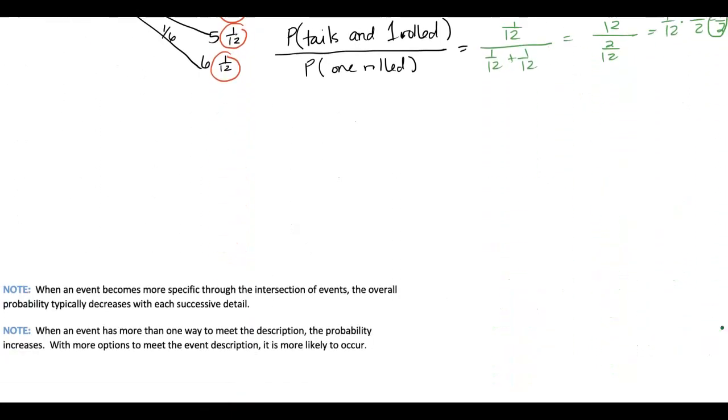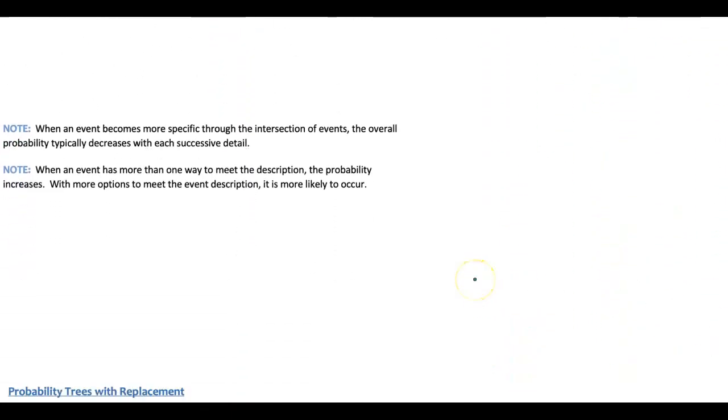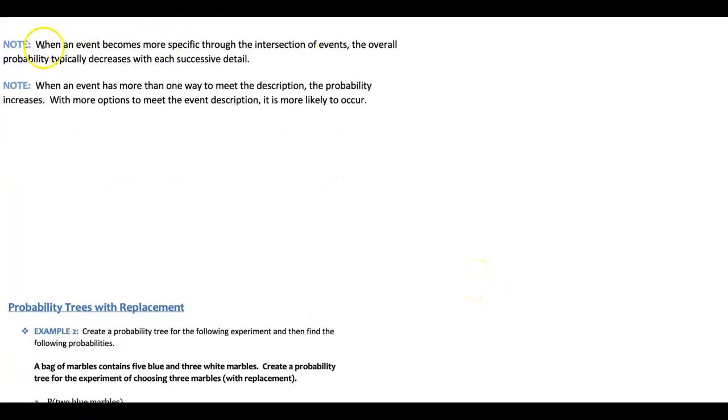Let's take a look at another example. Here's a quick note that when our events become more specific through the intersection, the overall probability typically decreases with each successive detail. That was like when we discussed the probability of heads first and a 1 second, that our probabilities were multiplied together and became smaller. The second note is when we had an event that had more than one way to meet the description, like probability of tails or a 3, then it's more likely to occur, and by adding those complete branches, our probability increases.